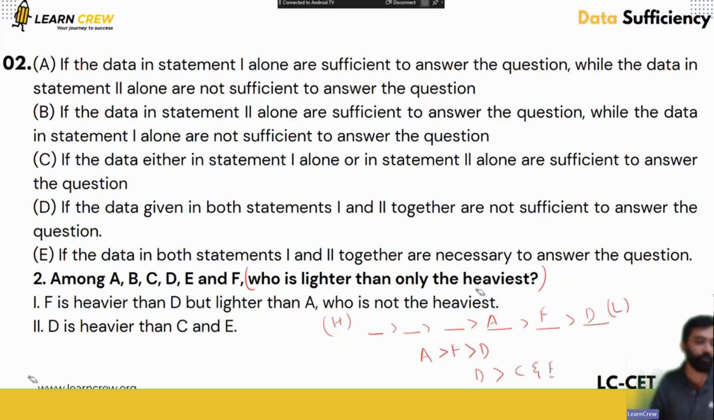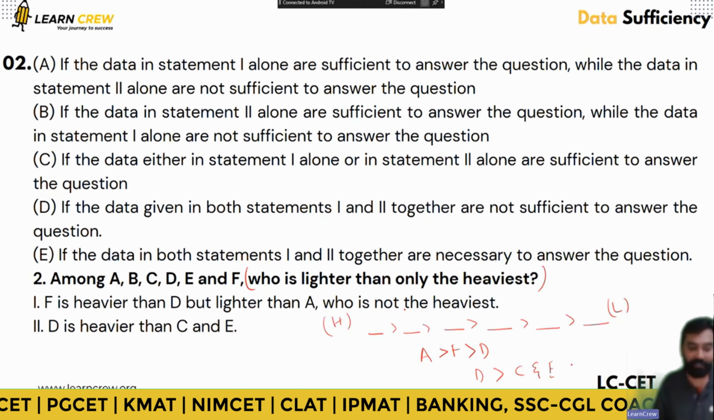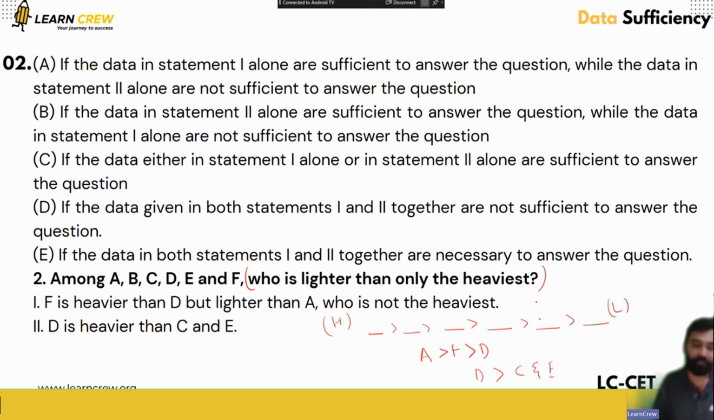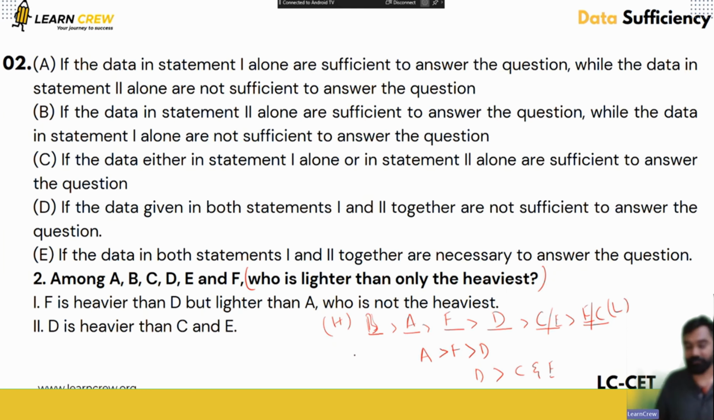Okay. Now if I use both statements, then how does it come? D is heavier than C and E. So obviously I cannot have A here, F here, D here. And if I put here, C is not going to be heavier than D. C and E, it can either be here or this can be E or this can be C. I'm not sure about that. And here it needs to be A, F, D, and the left out is B. So this conclusively tells us who is going to be the second heaviest in the lighter order. So both statements are necessary in order to answer the question.